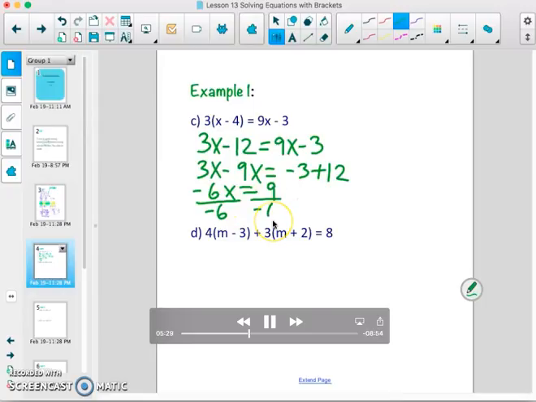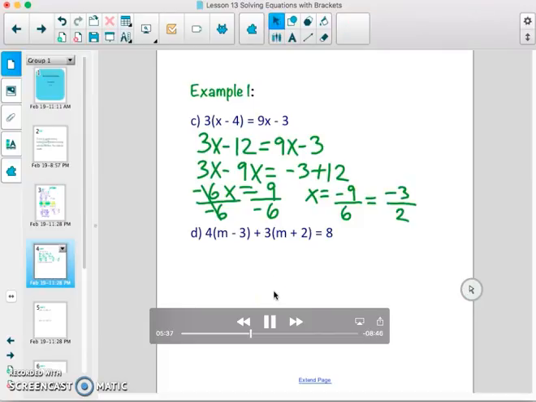Divide both sides by negative 6. Cross that out. And now we have x is equal to negative 9 over 6, which is the same thing as negative 3 over 2. Now notice that I flipped this negative. I went from the bottom to the top. It means the exact same thing, so don't forget that.